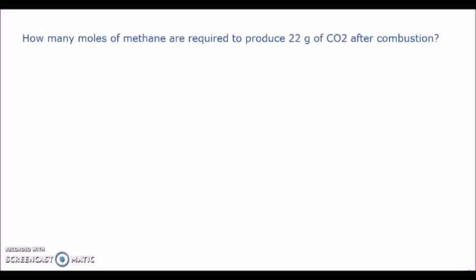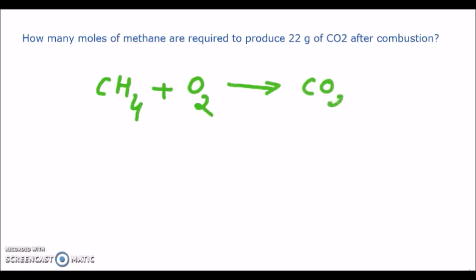Welcome back, and today we are going to see how much methane is required to produce 22 grams of carbon dioxide after the combustion. So the first step is to write the balanced reaction for the combustion of methane. Methane is CH4, and combustion is nothing but the reaction of a compound with oxygen. That will give us CO2 plus water.